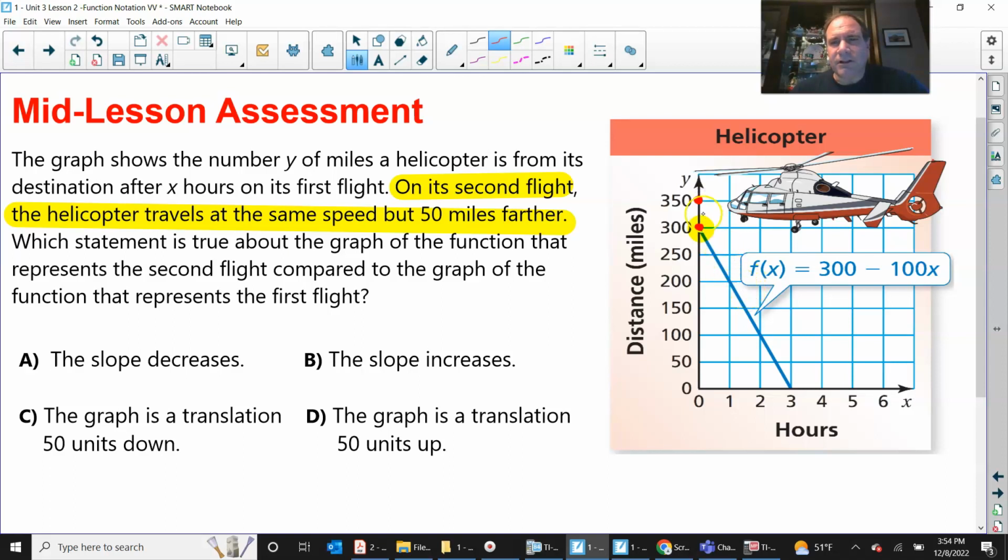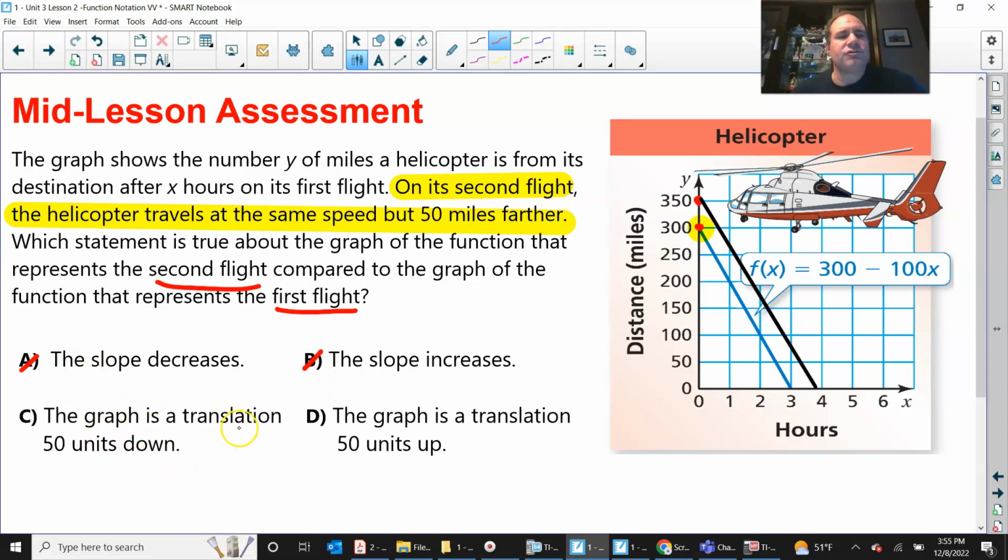So we're kind of looking like that. That's where it starts. And we're going to go down like that. Same speed. So which statement is true about the graph of the function that represents the second flight compared to the graph of the function of the first flight? The slope increases? No, it's the same slope. So we could cross those out.